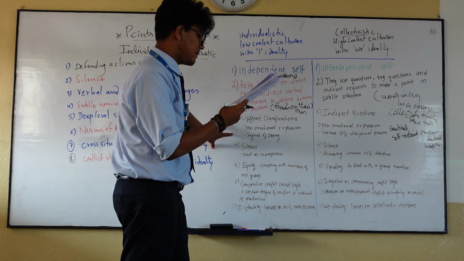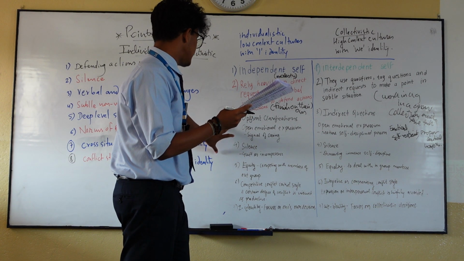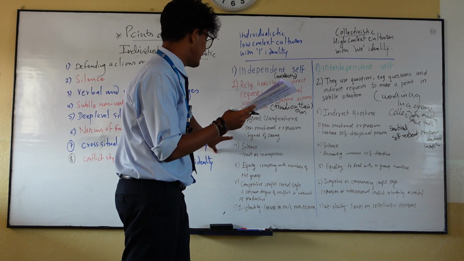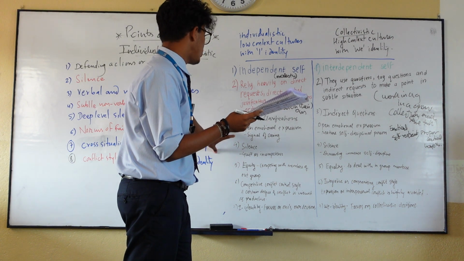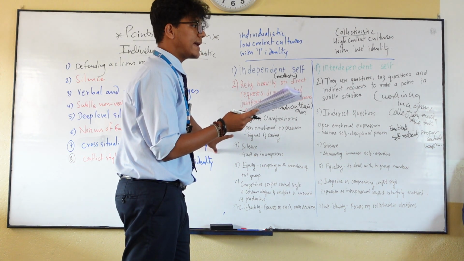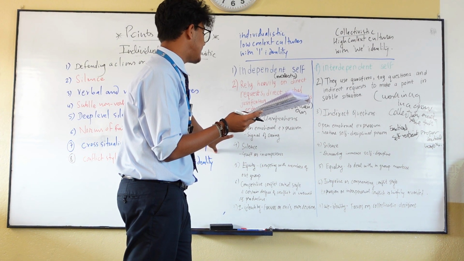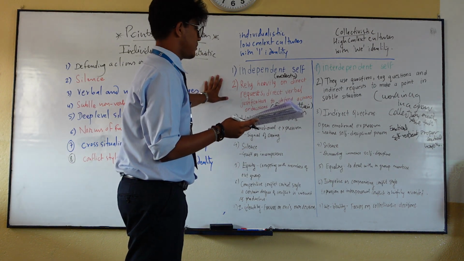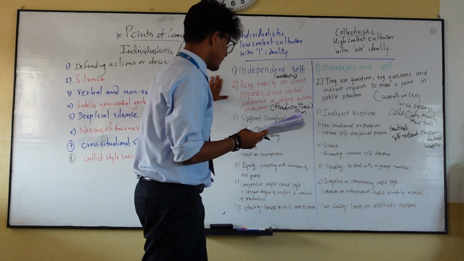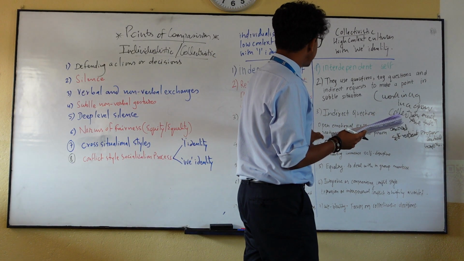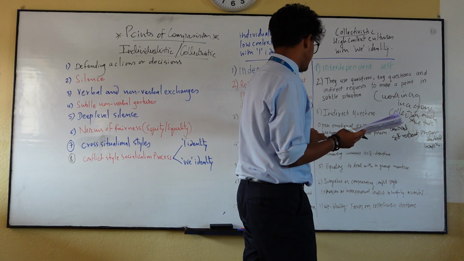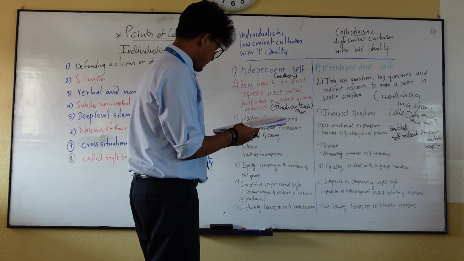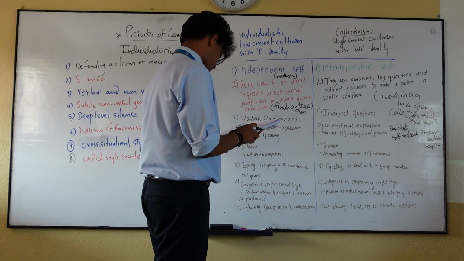The fourth would be silence. I've written the same thing in my notebook also, that silence in the context of an individualistic approach is considered as guilt or incompetence. If you maintain silence, they will think you are admitting guilt. But on the other side, when you're silent in a collectivistic approach, you're considered to be disciplined, matured or self-disciplined. Silence is a symbol of discipline.